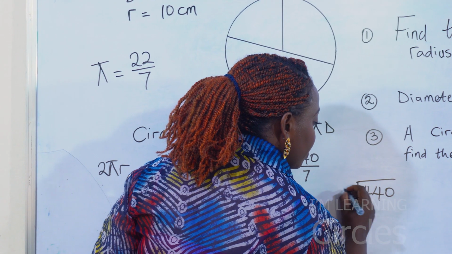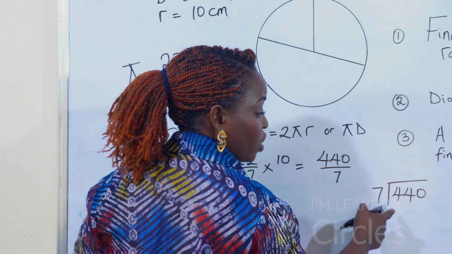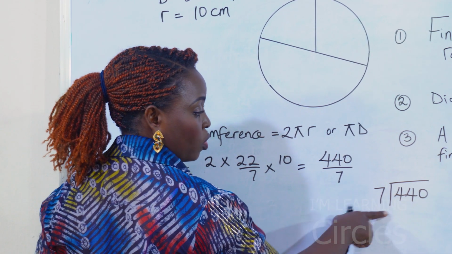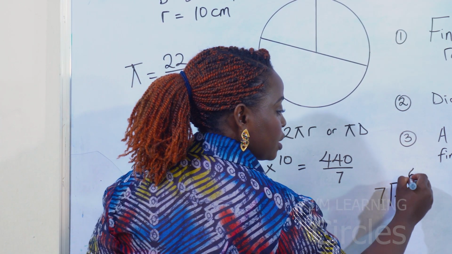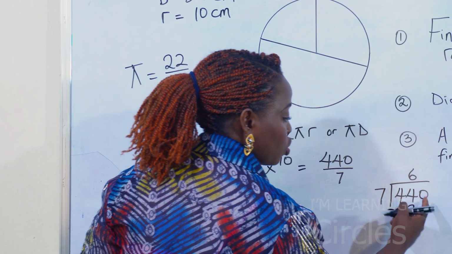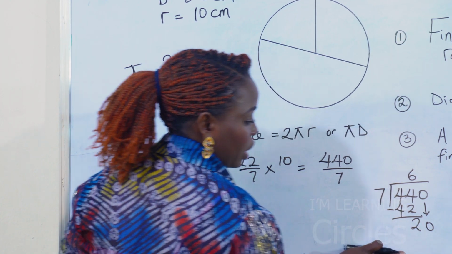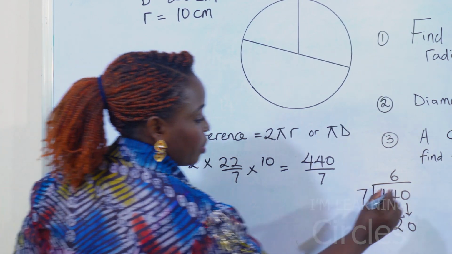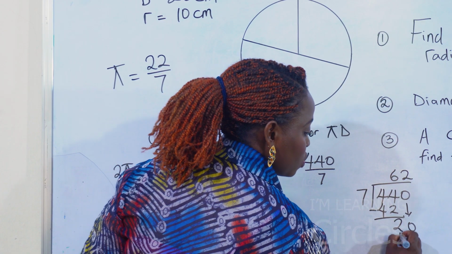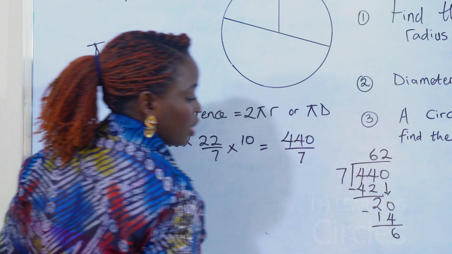440 divided by 7. 7 will go in 44. 7 cannot go in 4, so we have to use 44. 7 will go in 44 6 times. 7 times 6 is 42. Do your subtraction. I will end up with 2. The next number I'm going to bring down is my 0. Now I have 20. 20 divided by 7 is 2. 7 times 2 is 14. Do my subtraction. I will end up with 6.